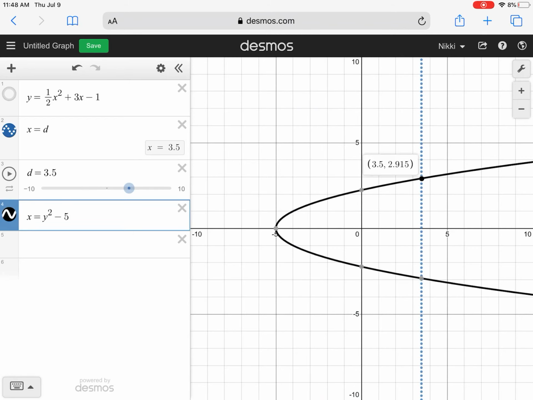You can see that it intersects the graph in two places. So for the x value, 3.5, it corresponds to two different y values. That means that it is not a function.